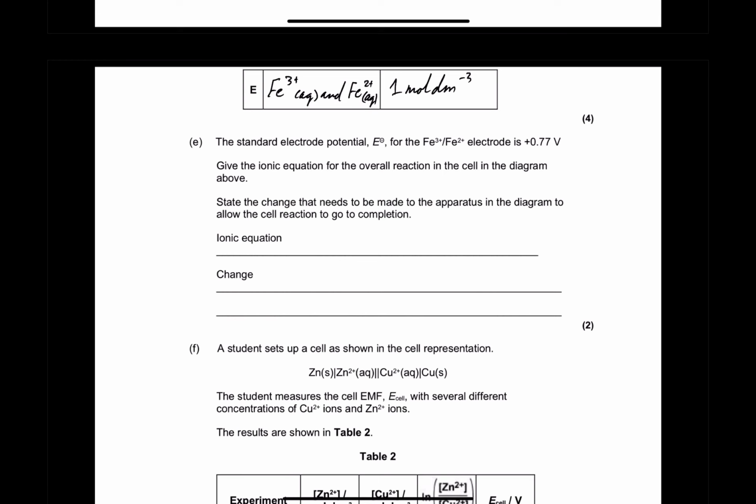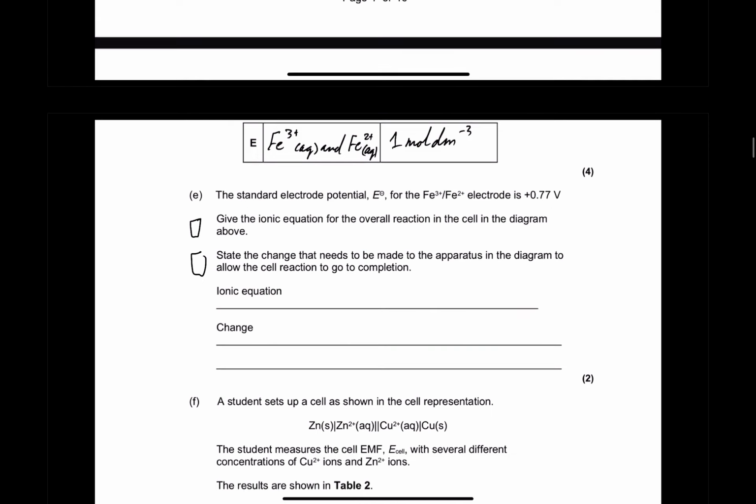Give the ionic equation for the overall reaction in the cell in the diagram above, and then state the change that needs to be made to the apparatus in the diagram to allow the cell reaction to go to completion. So, first, the ionic equation.